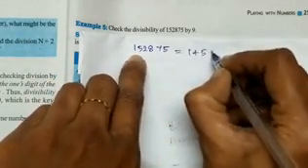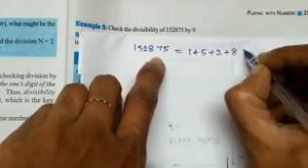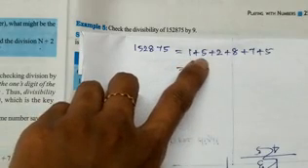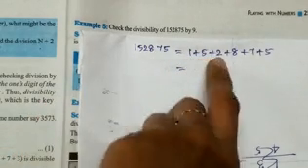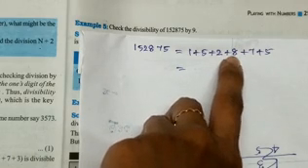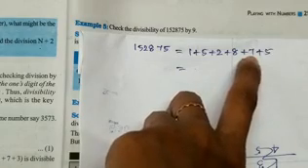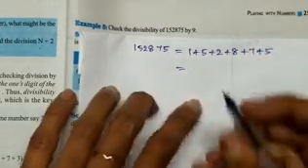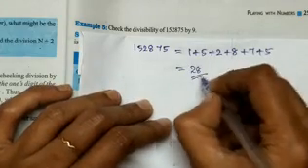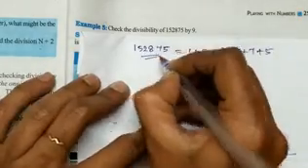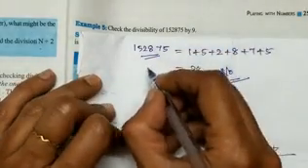1 plus 5 plus 2 plus 8 plus 7 plus 5. What is the sum here? 1 plus 5 is 6. 6 plus 2, 8. 8 plus 8, 16. 16 plus 7, 23. 23 plus 5 is 28. Is this divisible by 9? No. So this number is not divisible by 9.